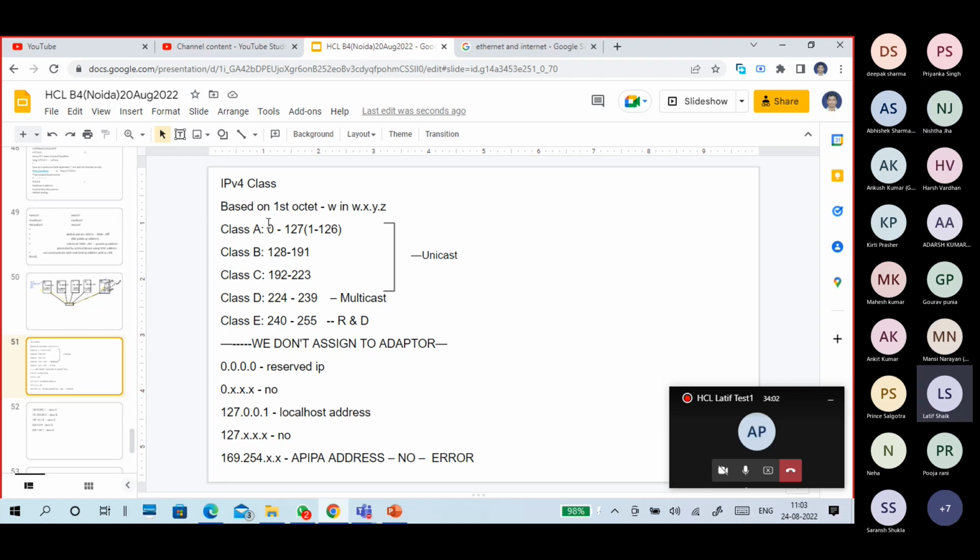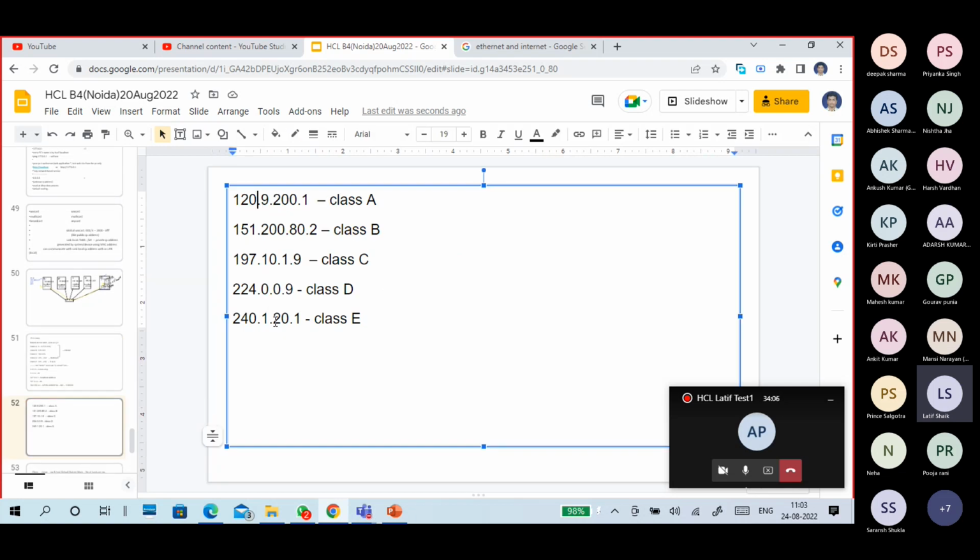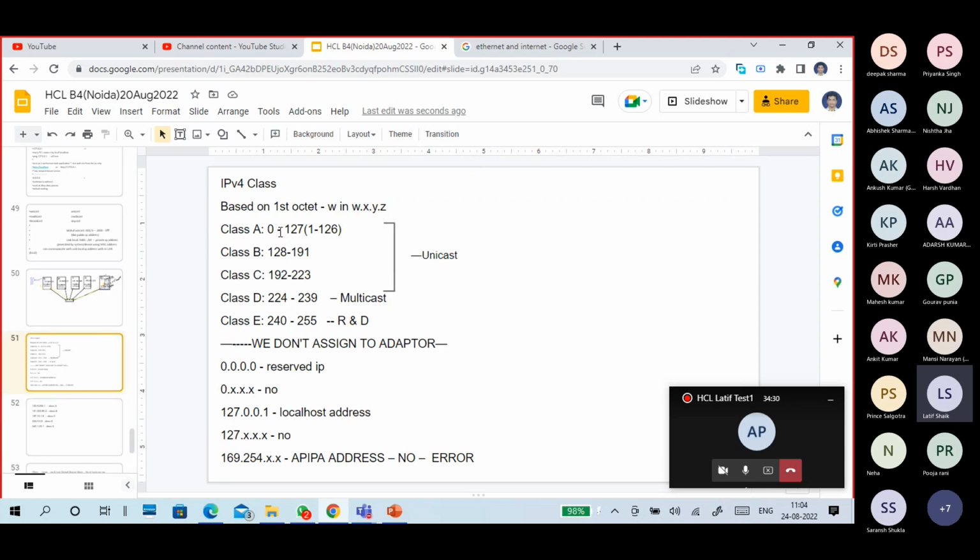How do you recognize which class an IP address belongs to? Based on the first octet only. We look at the first octet to recognize which class it is. Of course, you have to check all octets, so that no single octet is more than 255. That is the first rule. The second one is to understand which class it is: check the first octet and see the range.